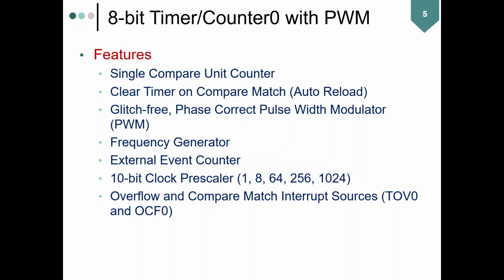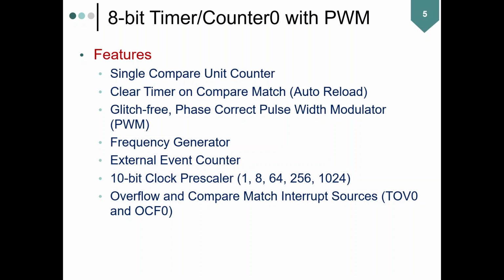So we already know it is an 8-bit timer, which means it can count from 0 to 255. It can count a maximum of 256 input pulses. So it has a single compare unit. Let's see what that means. Clear timer on compare match, which is auto reload. So whenever the comparison is made, which means that the required number of pulses has been counted, then automatically the timer can be reset.